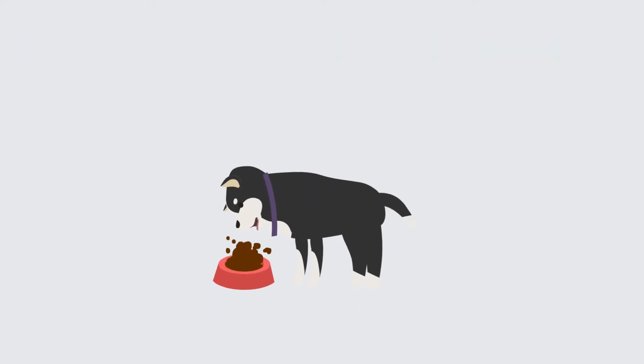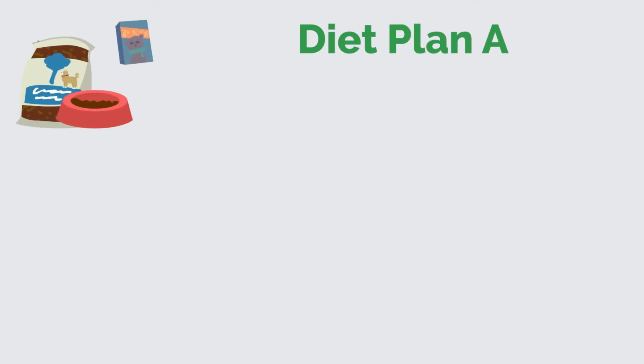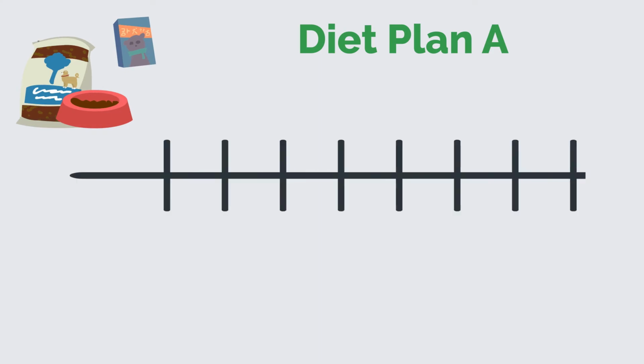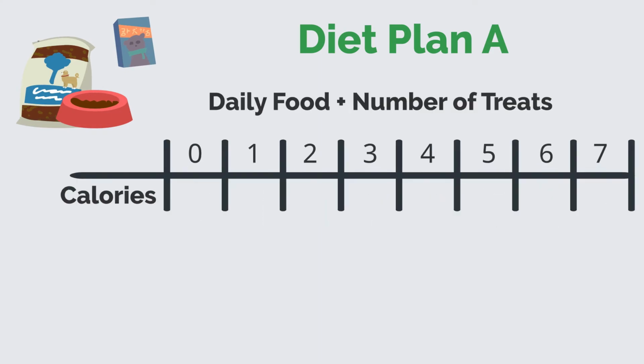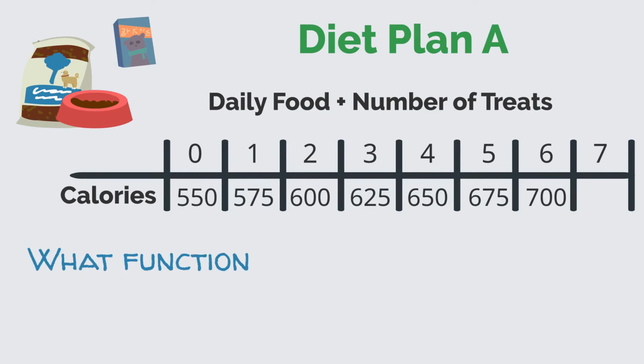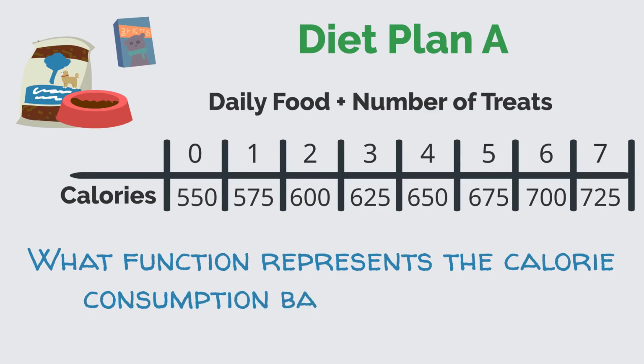Random can eat 700 calories per day. One diet has her eat a reasonable amount of food, but allows her to eat a few smaller treats during the day. This table represents the additional treats and calories she can eat for this diet. What function represents the calorie consumption based on this diet?